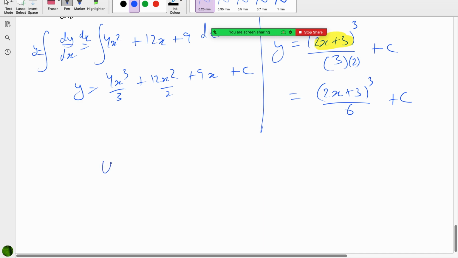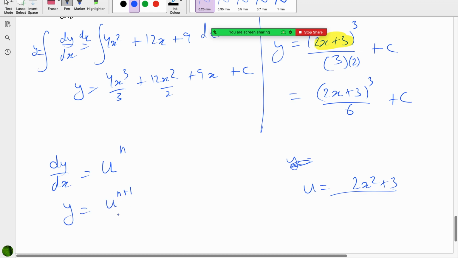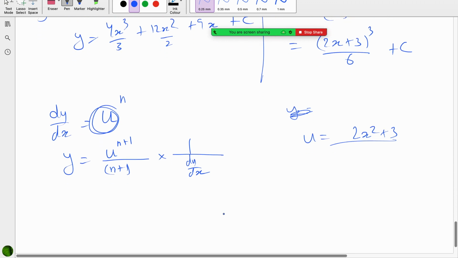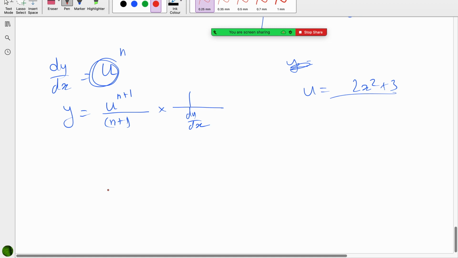Let's say you have u raised to the power n, and u is something related to x. For example, 2x squared plus 3 or anything. So if dy by dx is equal to this, y would be power plus 1 divided by the new power, and divided by the differentiation of the base, that is du over dx. Keep an eye on this in parallel.